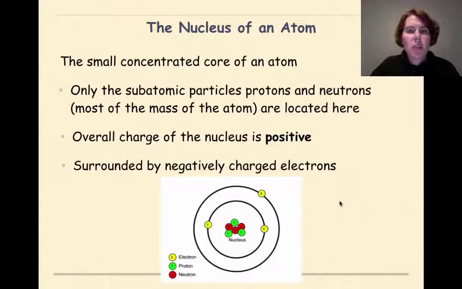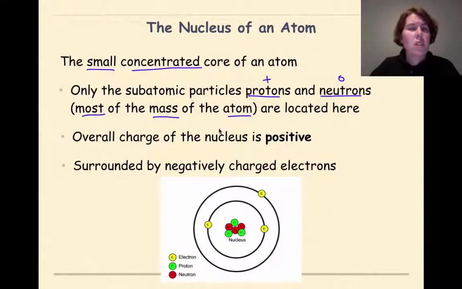Finally, we get to the nucleus of an atom, which we've already been talking about, and that is the small concentrated core of an atom. And the only two subatomic particles that are inside the nucleus are, again, protons and neutrons, where protons have a positive charge and neutrons are neutral. So this is where most of the mass of the atom is located.